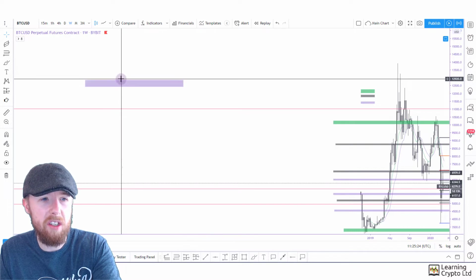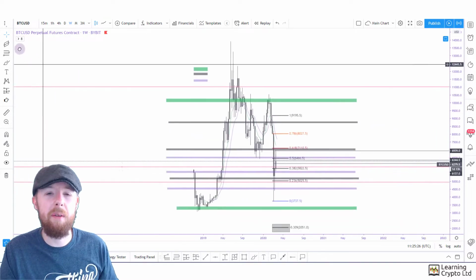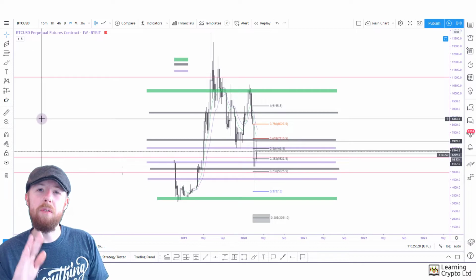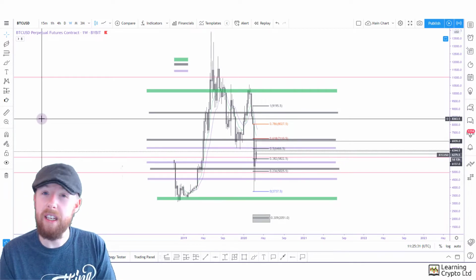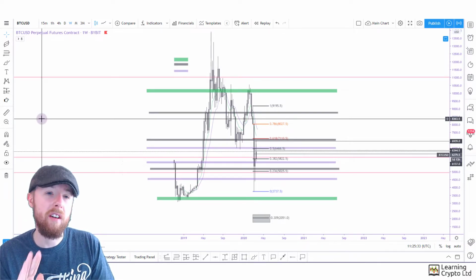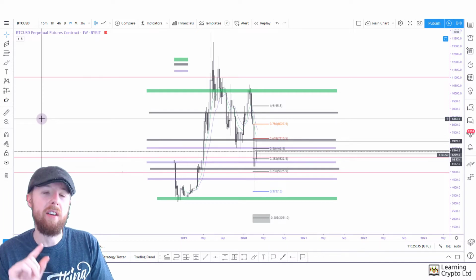So let's just look at my chart here. Now I'm going to show you how to draw this. I go from the monthly, the weekly, the daily, the 4 hour and the 1 hour. Right, that's all I do. Right, I have set rules.